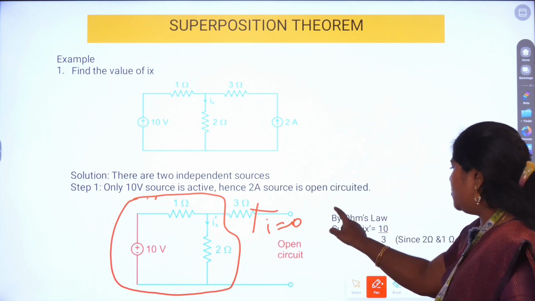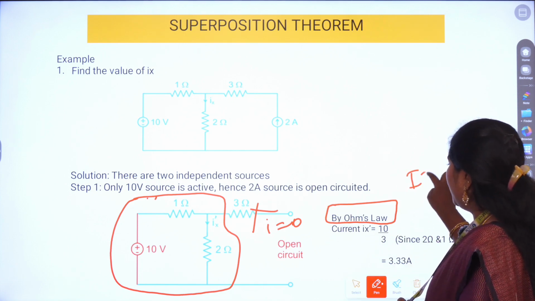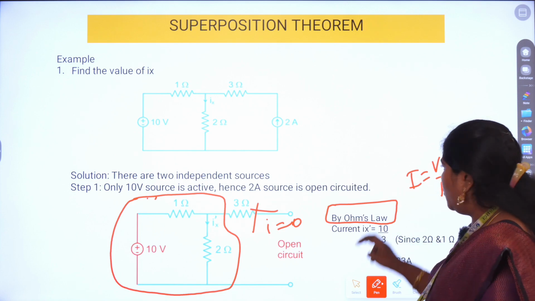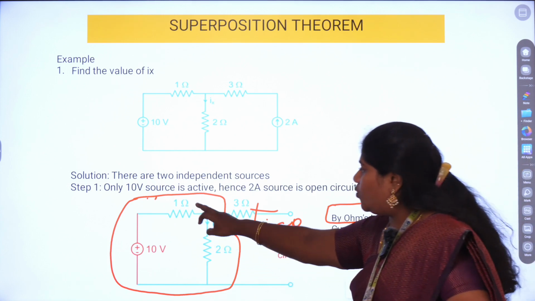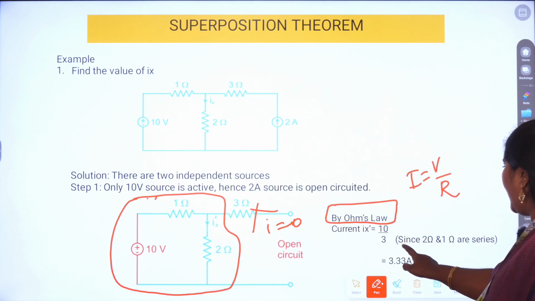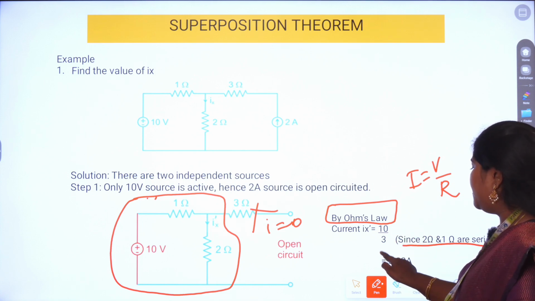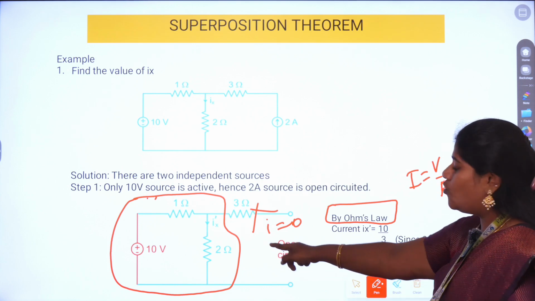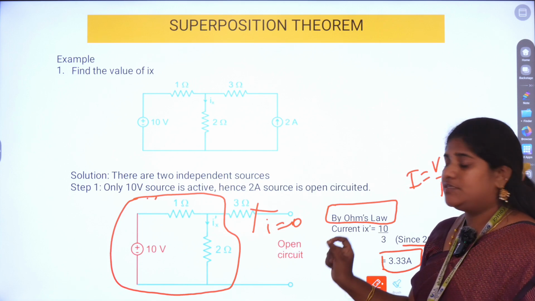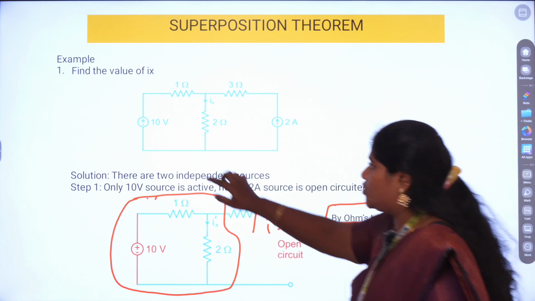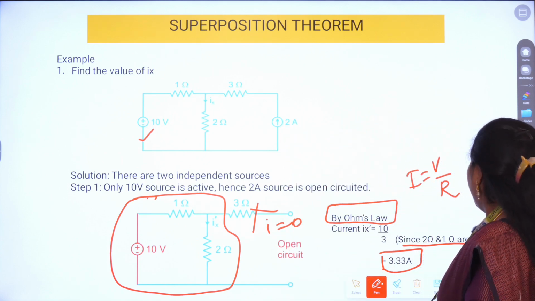We are supposed to find the current flowing through the 2 ohm resistor. Just by making use of the very well known formula from Ohm's law, the current I is V divided by R. Now what is V here? V is 10 volt. The 2 ohm and 1 ohm resistors are connected in series, so they are summed up together. 2 plus 1 is 3, so this is 10 divided by 3. The current through this 2 ohm resistor due to this 10 volt source is only 3.33 amps. This is step number 1, considering only the 10 volt source and leaving the 2 amp source. So the step 1 solution is 3.33 amps.